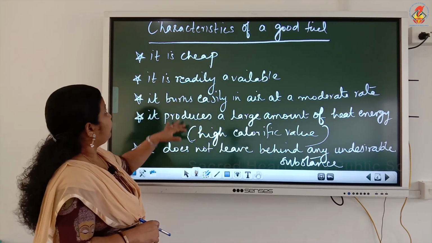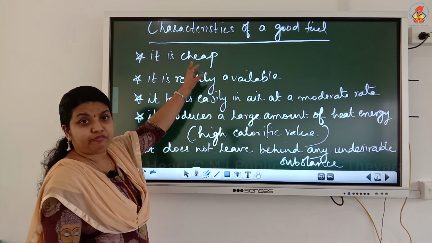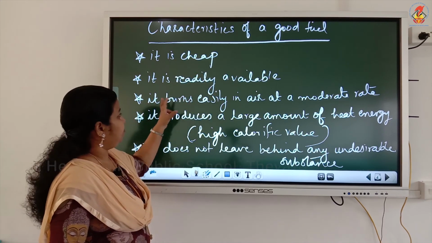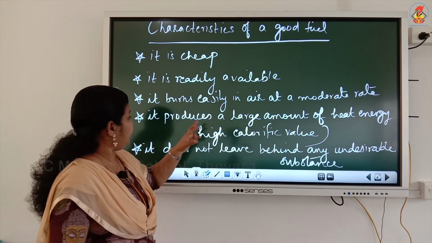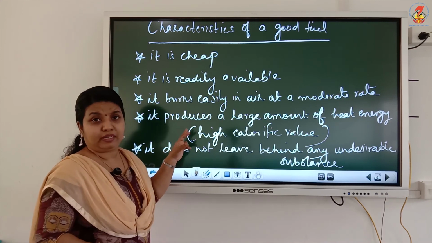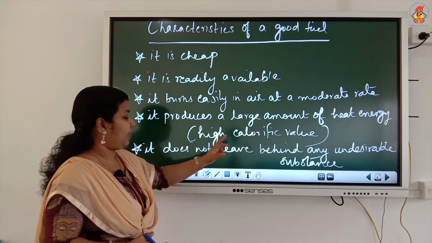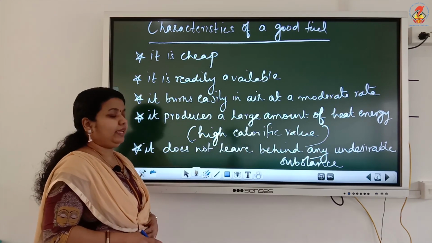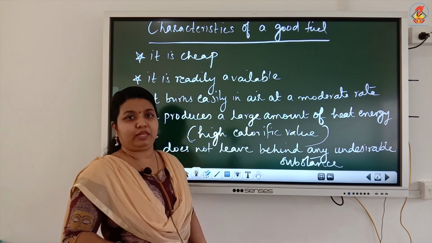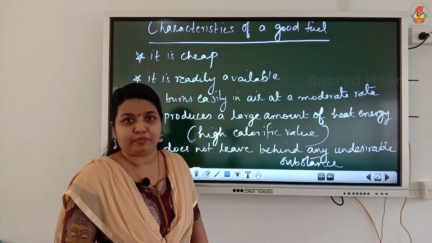So these are the 5 characteristics of a good fuel. A fuel is considered good if it is cheap, readily available, burns easily in air at a moderate rate, and produces a large amount of heat energy. That is the most important criterion of a fuel. It should produce maximum heat energy, or have high calorific value. It doesn't leave behind any undesirable substances. It should be the least polluting. Polluting substances shouldn't be released into the atmospheric air.